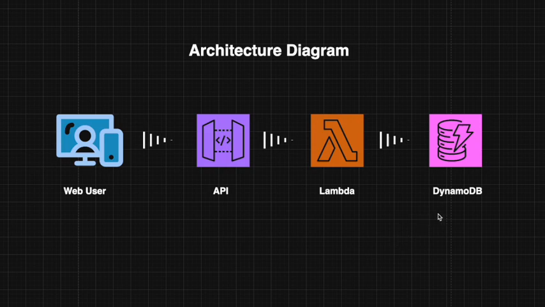Next, it stores this data into a DynamoDB table, a fast and scalable NoSQL database. Optionally, we can also perform a GeoIP lookup inside Lambda to enrich the data with country level information. This architecture is lightweight, scalable, and fully managed, perfect for tracking anonymous visitor analytics without maintaining any servers.